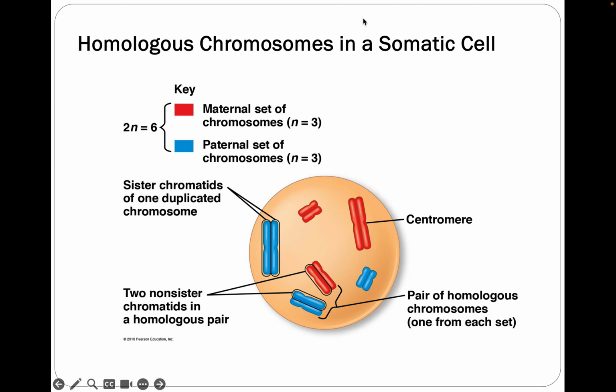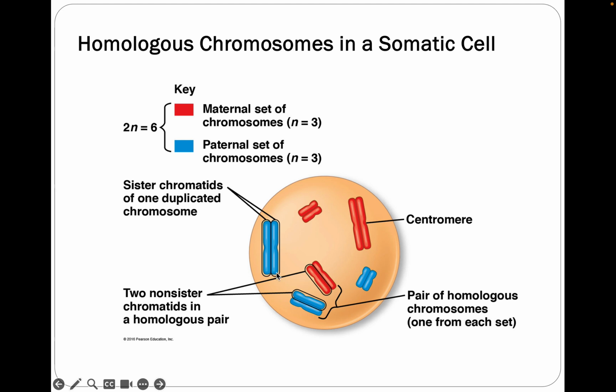All right, homologous chromosomes in a somatic cell. So just a regular body cell. In this cell, we have a diploid cell, 2N, and the total number of chromosomes equals 6. Sister chromatids of one duplicated chromosome are represented here. So this cell is preparing to divide, and it's copied each of its 6 chromosomes, right? 1, 2, 3, 4, 5, 6.